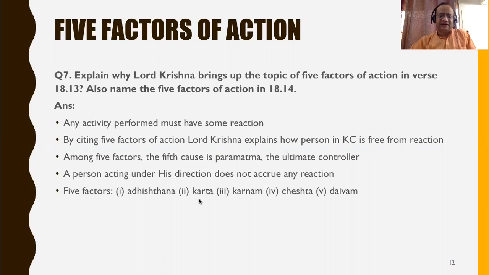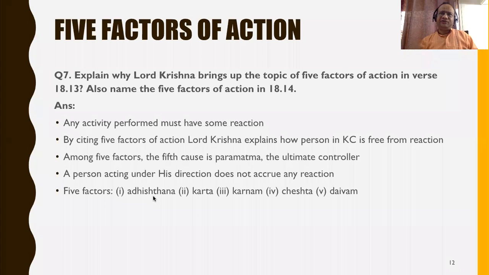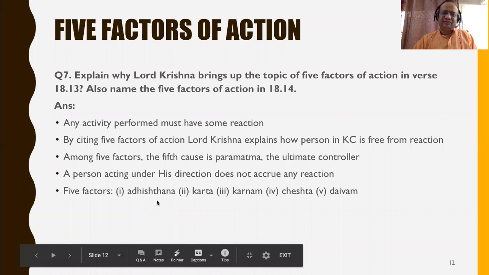And the 5 factors of action are Adhishthana, Karta, Karanam, Cheshtha and Daivam. So Adhishthana here is Prakriti, like the body we have. Like I gave you the example of the cricket pitch. So the body of the batsman and the cricket pitch, actually. The cricket pitch is external to the body, but it also plays a role. Like you might have been seeing cricket matches, sometimes the pitch behaves in a very different way. Some pitches are very dull, some pitches are very fast, some pitches spin a lot. So like that, Adhishthana is the Prakriti.